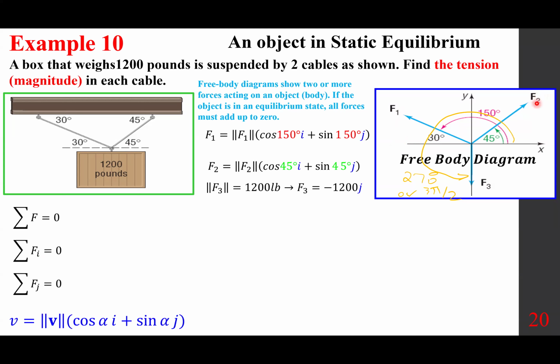Now, the component from f2 along the y-axis is up here. For f1 along the y-axis, up here. The sum of the two must cancel f3. That's what happens, okay? And so with that being the case, f1 plus f2 plus f3 is 0.